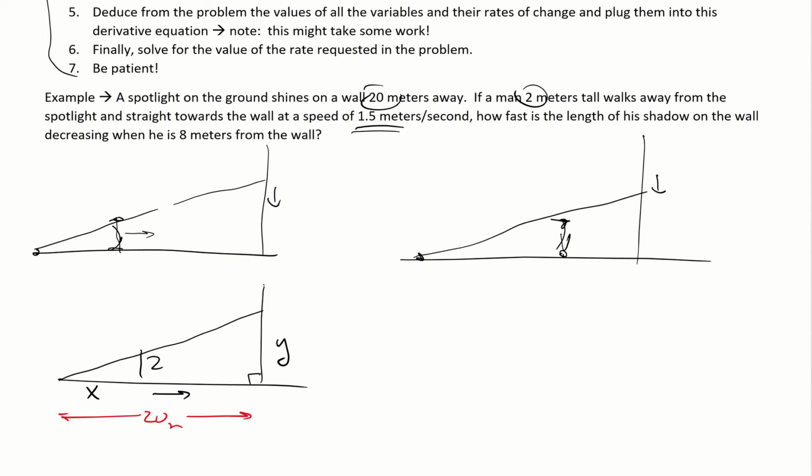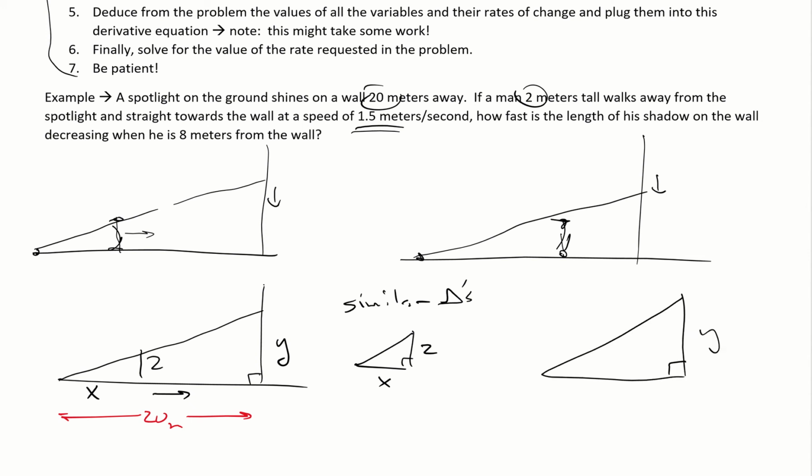Now here's what we do. We use similar triangles to make this thing work. Similar triangles means I've got a triangle. This is why I put an X here, to make life easier. And then the larger triangle, this is Y and this is 20. So the relationship we have between the 2 by similar triangles is X over 2 is equal to 20 over Y. Okay, there. That's the hard part.